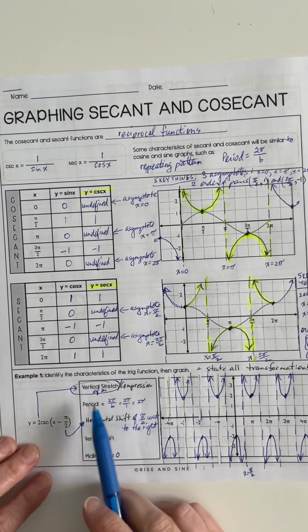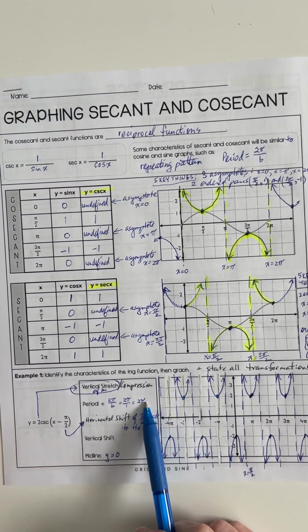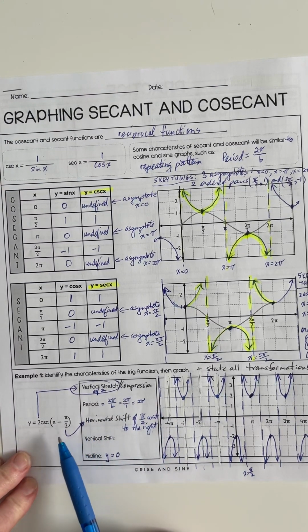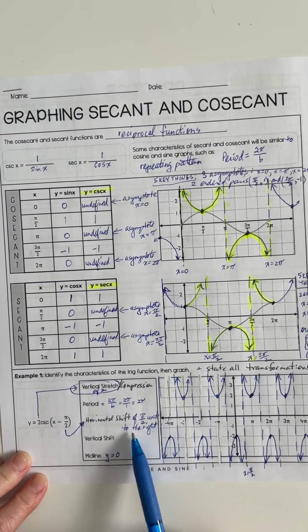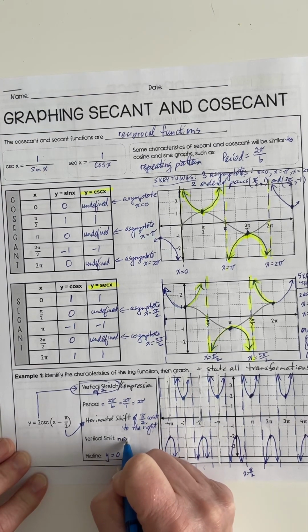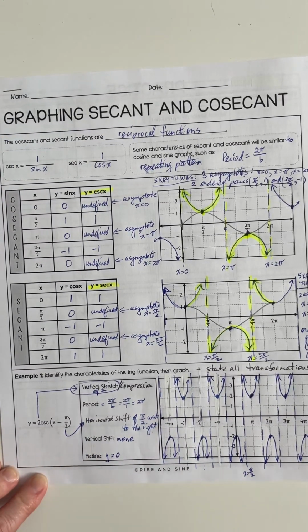Did we fill in all our information here? The vertical stretch of 2, the period is 2 pi. There's no horizontal stretch because B is 1. No horizontal compression either. Horizontal shift, pi over 2 units to the right. Vertical shift, none, because there's no D value at the end here. And our midline, our principal axis, is y equals 0.